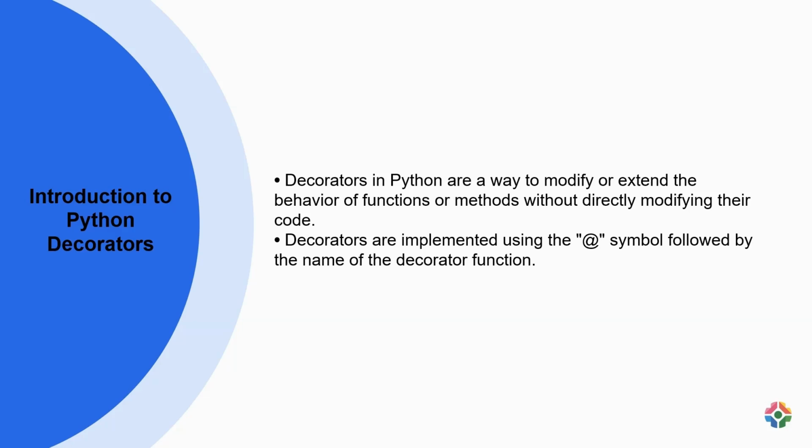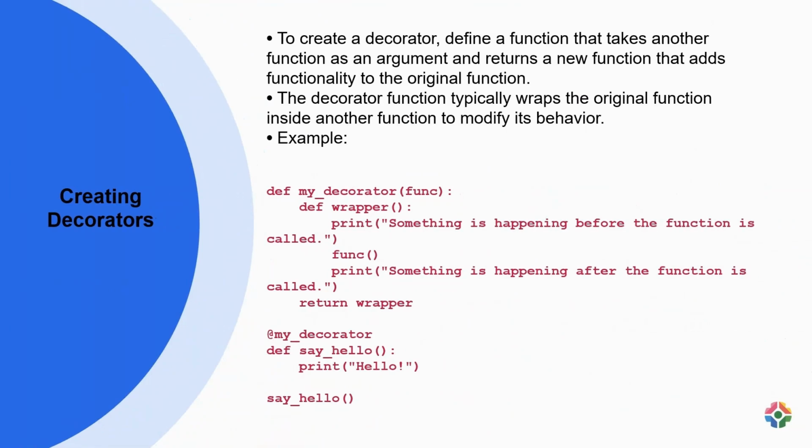from functions or methods. To create a decorator in Python, you need to define a function that takes another function as an argument and returns a new function. This new function enhances or modifies the behavior of the original function. Decorators are commonly used to add additional functionality, like logging or timing, to existing functions.